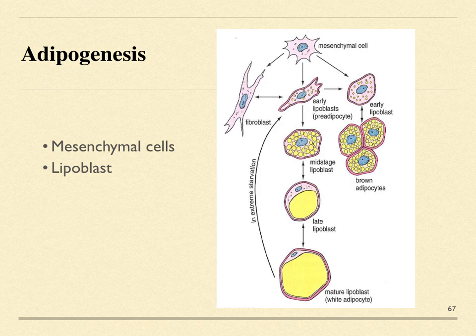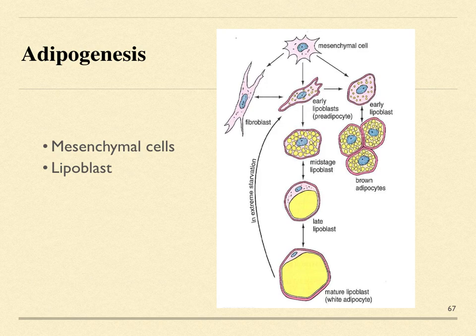About the adipogenesis, how adipocytes are formed from the mesenchymal cells. Mesenchymal cells start the differentiation, and first of all they form a type of cells we call lipoblasts. Then lipoblasts differentiate more and form the brown adipocytes or white adipocytes.